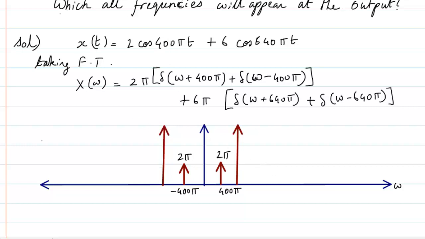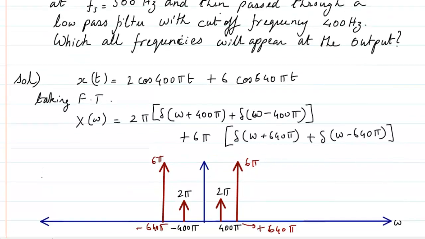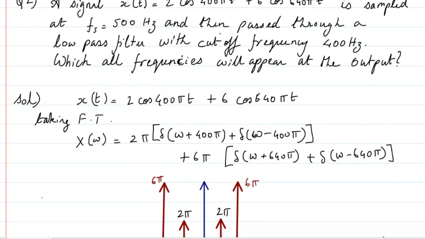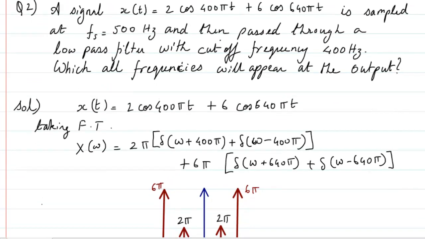Okay, now that's all okay. This is going to be 6 pi, this is going to be again 6 pi, and then here this is going to be minus 640 pi, and this is going to be plus 640 pi. But the problem that happens is that the frequency with which it is going to be sampled is written as 500 hertz, and I have to write it in terms of omega again, isn't it?